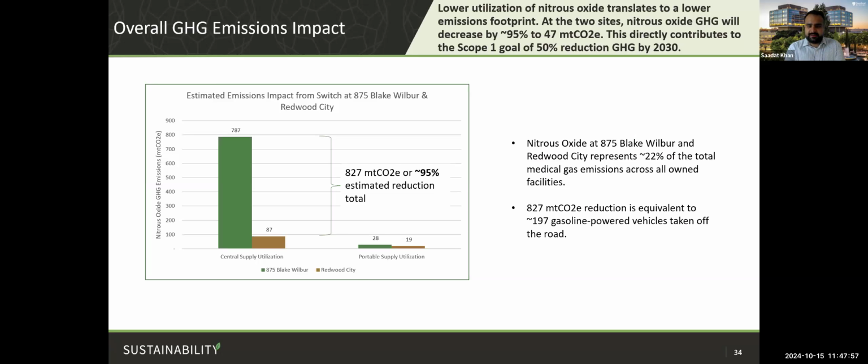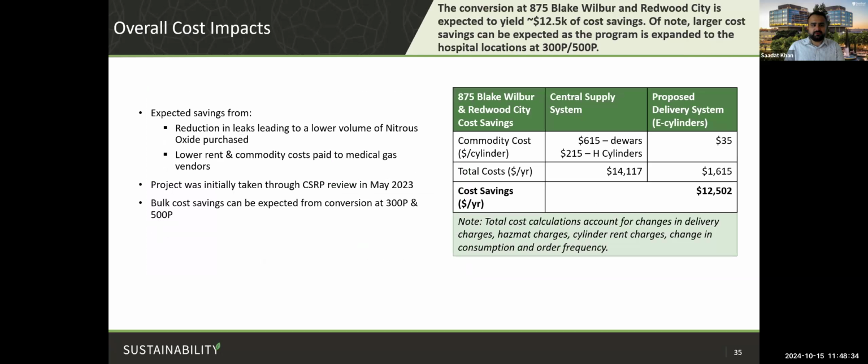Now, coming down to the emissions impact that we have realized so far, as Dr. Collar mentioned, we did 2 projects so far. We have Redwood City and 875 Blake Wilbur. And what we've seen so far over a year's period is about 827 metric tons of carbon dioxide emissions reduced per year. And that is 95% of what we could have reduced in this scope, as shown in the bar chart on the left in the comparison, and this represents about 197 gasoline-powered vehicles taken off the road.